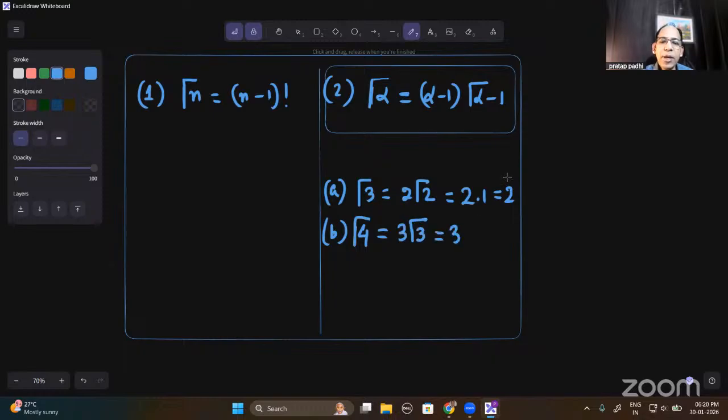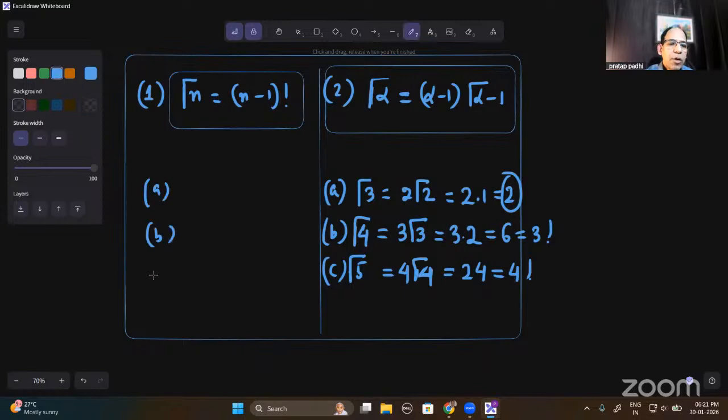Again, 3 gamma 3. I got gamma 3 already as 2, so I can replace it here, and that will be 6. So I'm getting all these values, gamma 3, gamma 4, gamma 5, I can get here. Because gamma 4 I got as 6 already, this will be 24.